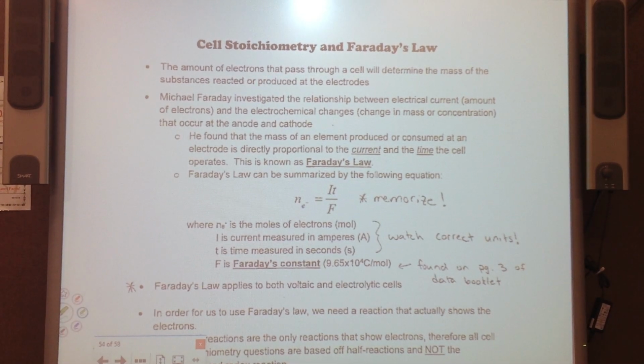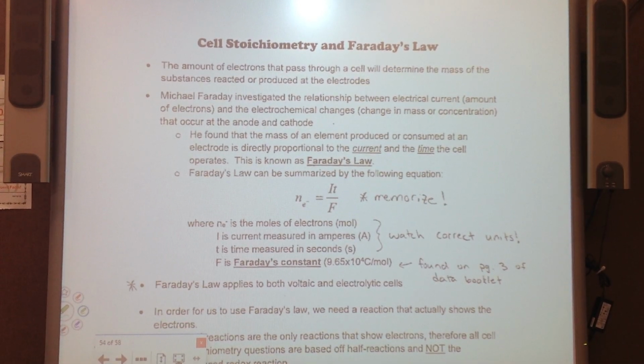Okay, Stoic and Faraday's law. We can calculate the number of electrons that pass through a cell, and that way we can determine the mass of the substances. So stoichiometry always reduces down to a ratio of moles. Well, in this way it's a little hard to figure out moles because we don't have a super big reaction happening, but we can calculate it using electricity, time, and a constant.